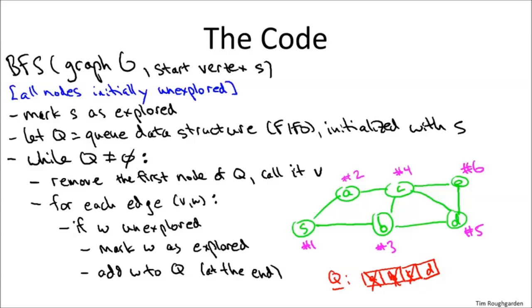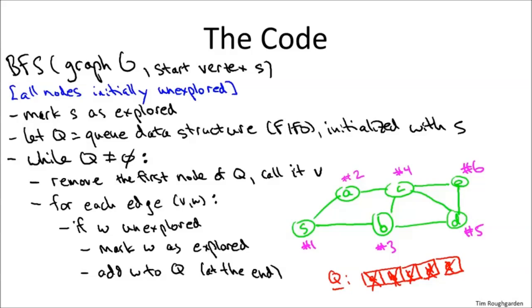So then in the final 2 iterations of the while loop, D is going to be removed. We'll iterate through its 3 edges. None of those will be relevant because we've seen all of the other 3 endpoints. And then we'll go back to the while loop and we'll get rid of E. E is irrelevant because it has 2 edges, and we've already seen the other endpoints. And now we go back to the while loop. The queue is empty and we stop. And that is breadth first search.